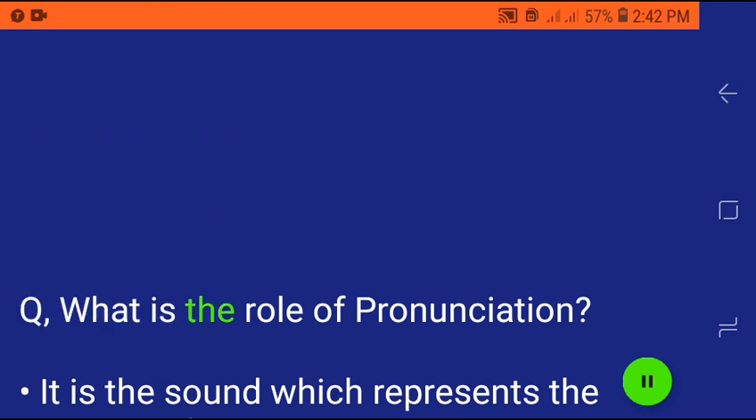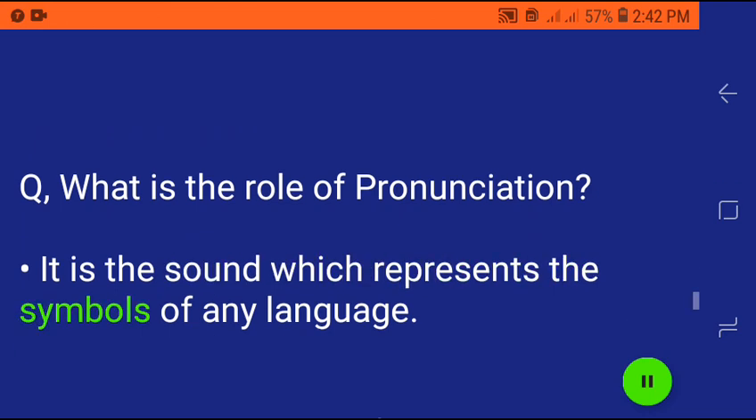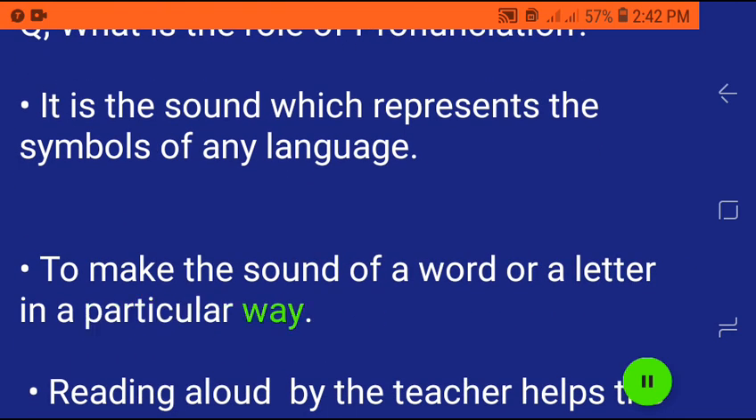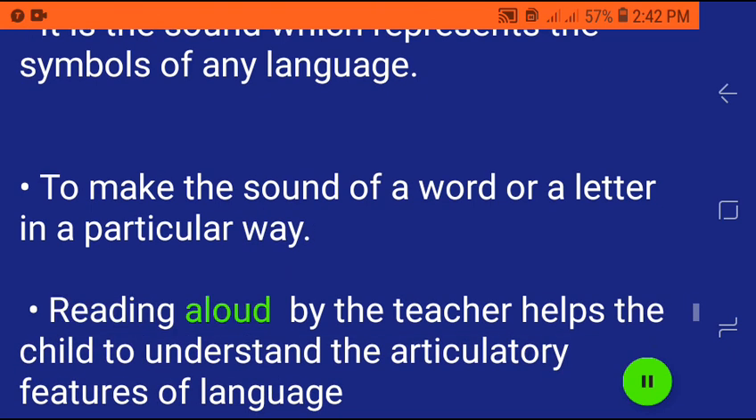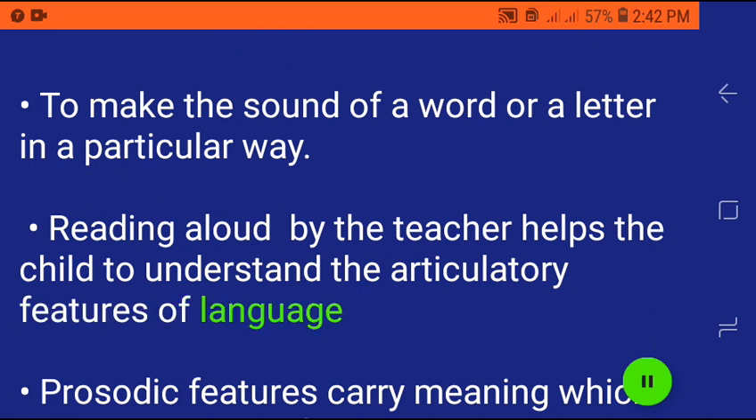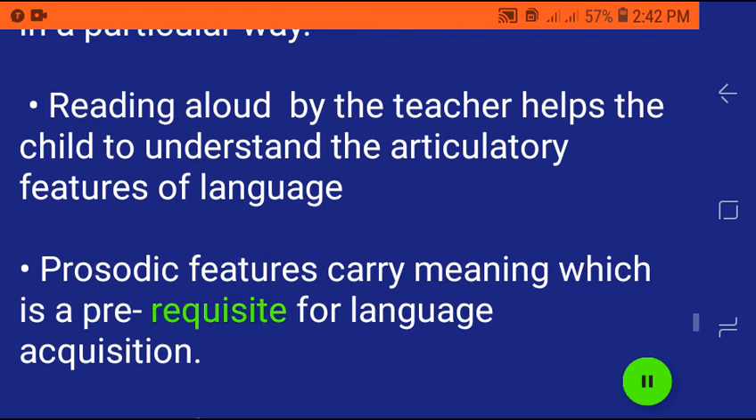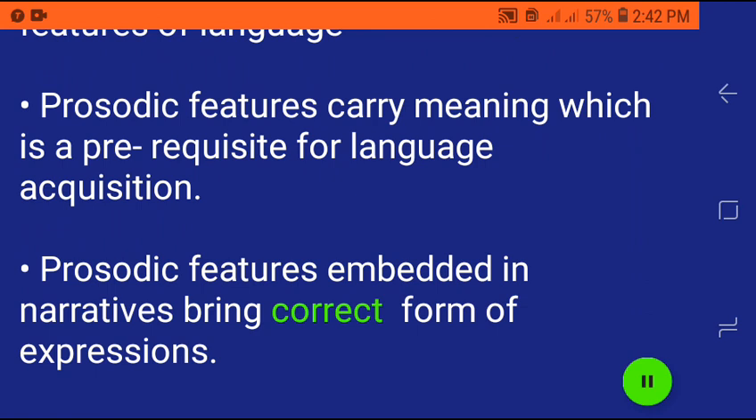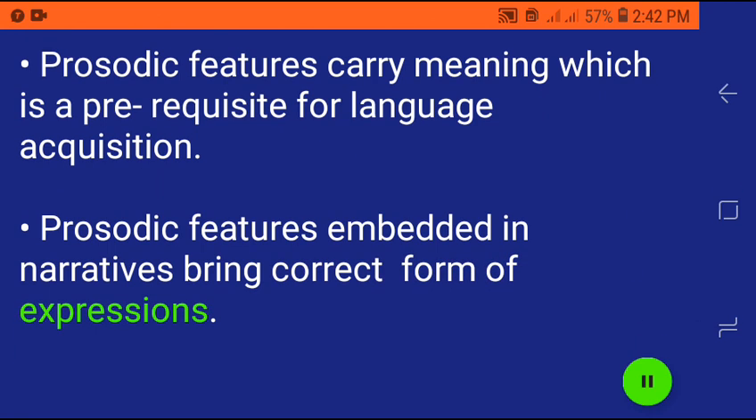Q. What is the role of pronunciation? It is the sound which represents the symbols of any language. To make the sound of a word or a letter in a particular way. Reading aloud by the teacher helps the child to understand the articulatory features of language. Prosodic features carry meaning, which is a prerequisite for language acquisition. Prosodic features embedded in narratives bring correct form of expressions.